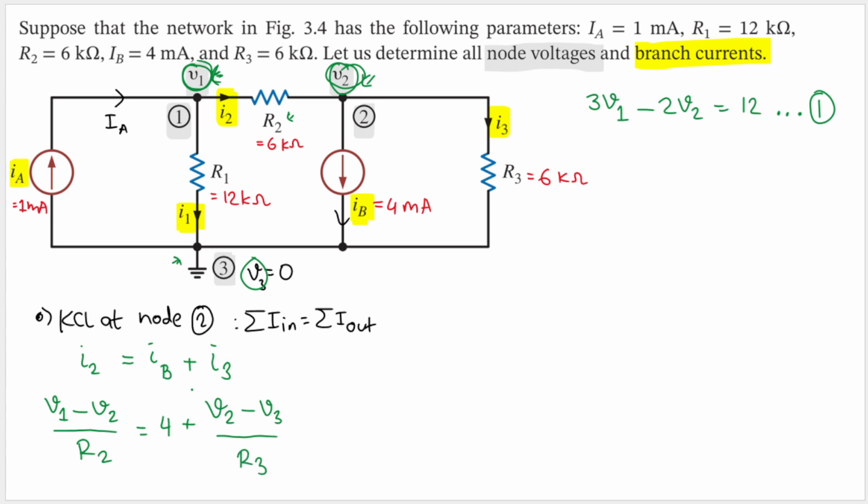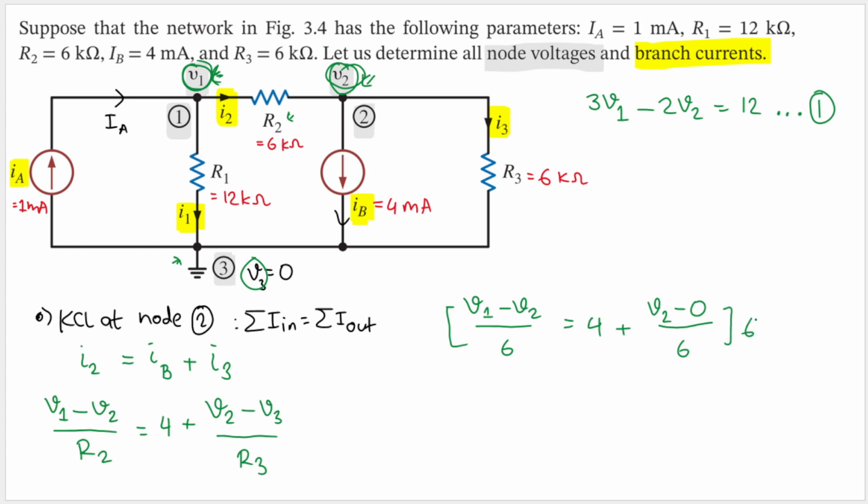Good. Now let's plug in what we know. V1 we don't know yet, V2 we don't know yet. Let's just write it: V1 minus V2, divided by R2. R2 is 6 kilo ohm, so we'll have 6 here. And that will equal 4, plus V2 minus V3, and V3 is 0, so minus 0 here, divided by R3. R3 is 6. I want to get rid of that 6, so we multiply both sides by 6.